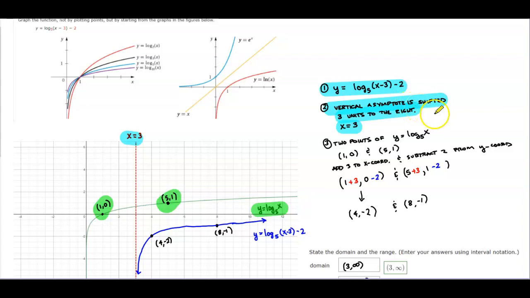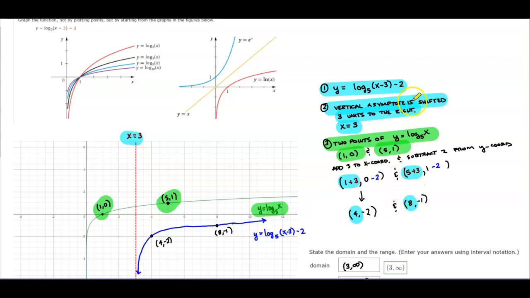Now, if we take a look at the 2 points of the parent graph, the 2 points on the parent graph are (1, 0) and (5, 1). And then what we're going to do is, since we're shifting it to the right 3 units, we're going to add 3 to the x coordinates. So we end up getting 1 plus 3, which is 4, and then 5 plus 3, which is 8.